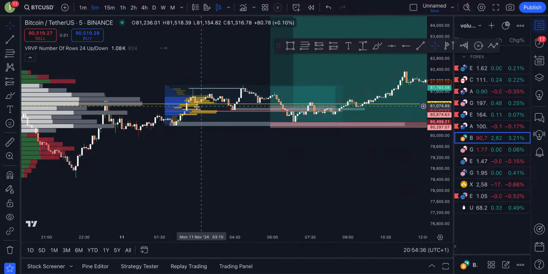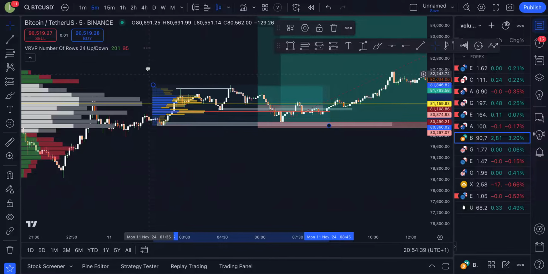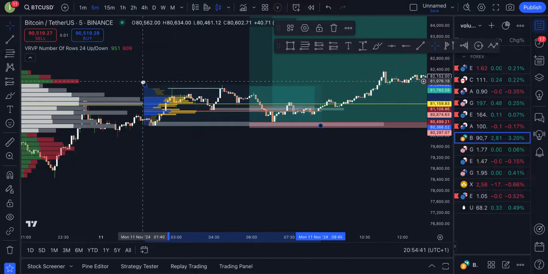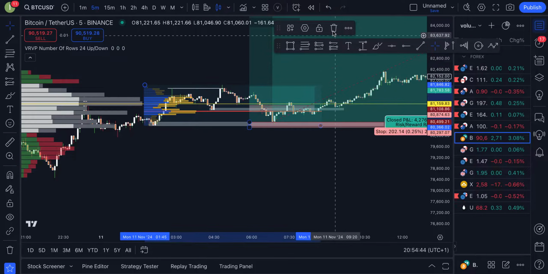Very, very similar. So let's shift this volume profile. I also had the volume profile as a confluence and I used it, right? So let's remove the volume profile.